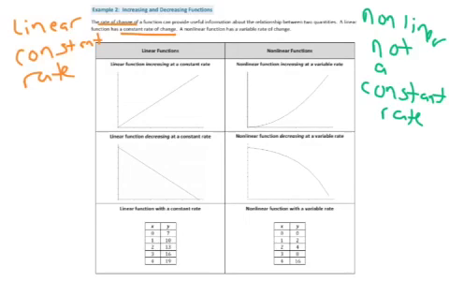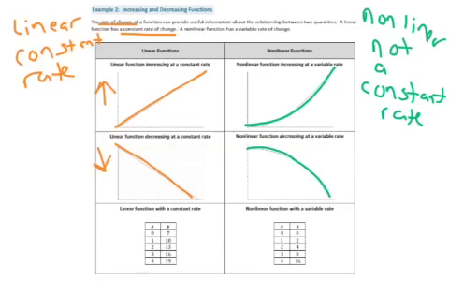And remember, for linear, we always have a straight line graph. They can be increasing or they can be decreasing. For nonlinear, as you can see here, I do not have a straight line. I have a curve or a decreasing curve. When you do nonlinear, you can still increase, you can still decrease, but remember, linear is always a straight line. Nonlinear, you always have a curve.